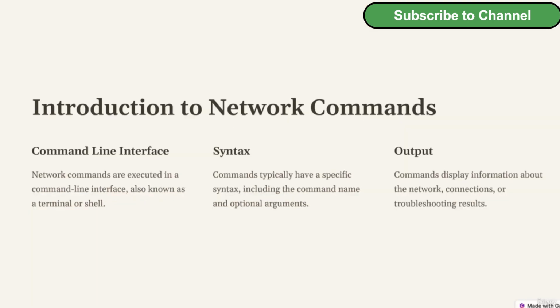So, introduction to network commands. Some network commands are used in fault finding. These are of types like command line interface, syntax, and output. Under command line interface, network commands are executed in the command line interface, also known as the terminal or shell. Syntax: the commands typically have a specific syntax, including the command name and optional arguments. And then output: the command displays information about the network, its connections, or troubleshooting results.